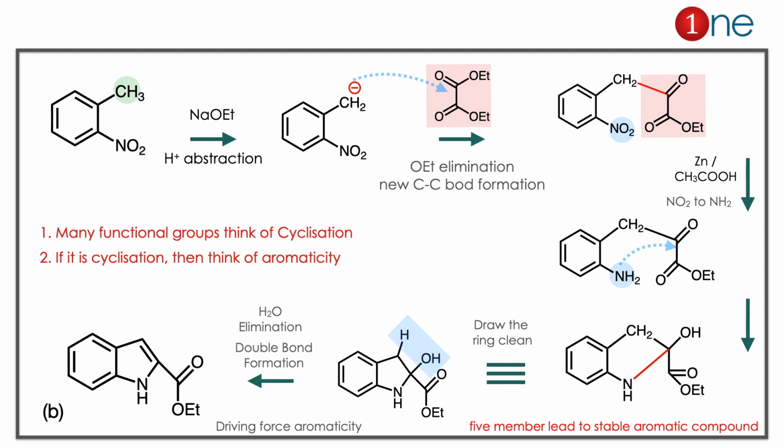Next step you are using zinc and acetic acid. It reduces the NO2 to amine, so NO2 becomes NH2. So there is a possibility of intramolecular condensation. NH2 attacks the carbonyl, not the ester, even though the ester has a good leaving group. So the attack happens and you have a new 5-member ring. Always with a hetero system, a 5-member ring is stable. Furthermore, with a 5-member ring, new aromaticity is possible. So the new condensation product is formed.